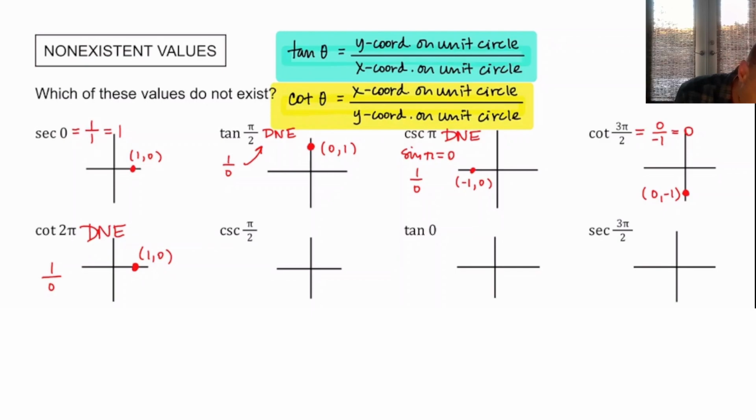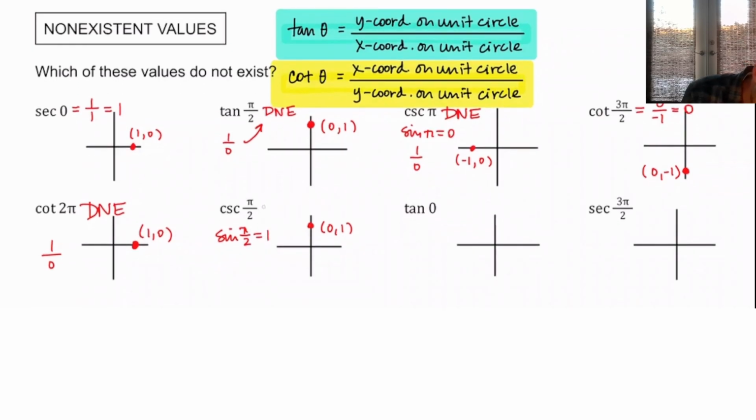Okay, cosecant of pi over 2. Find pi over 2. Label the coordinates. And then think about, all right, well, sine of pi over 2 is going to equal 1. Okay, so cosecant of pi over 2 is going to equal 1 over 1. And we already saw that happen once. That's going to be 1.